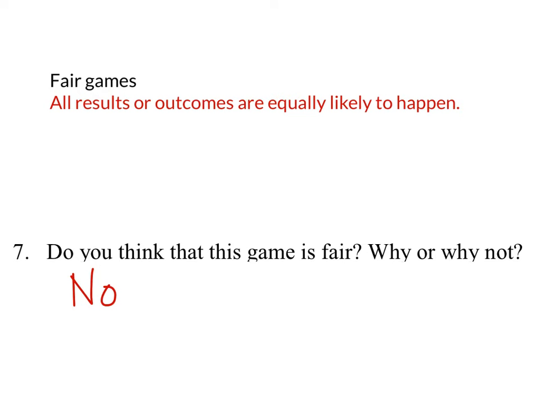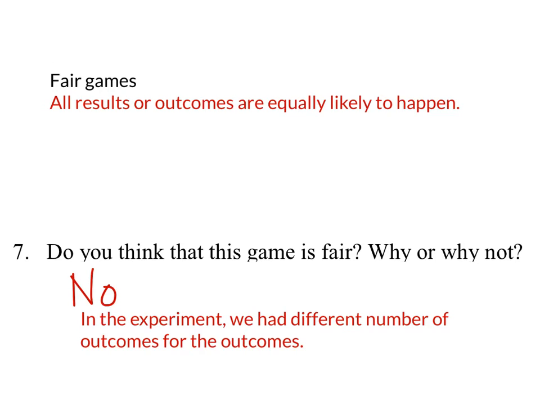Specifically because in the experiment, we got different values. In fact, we got a 0 for the 12s. So probably not quite a fair game there. So in the experiment, we had a different number of outcomes for the outcomes. For example, we rolled 5, 7, and 8 5 times each. Those 3 were the same, but the others were different, I should say.